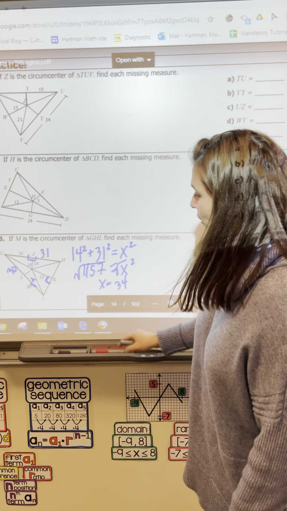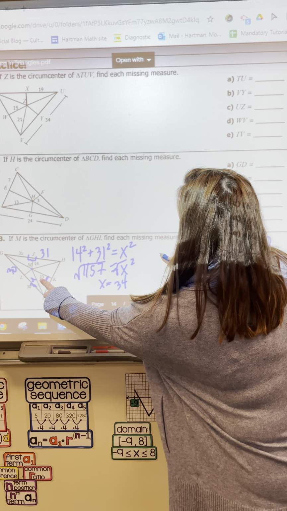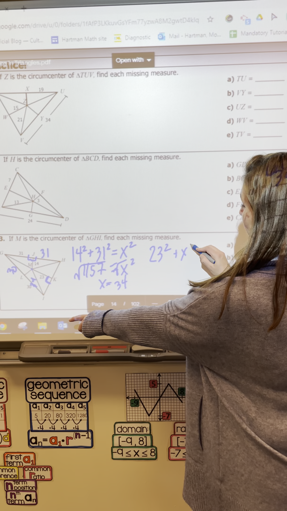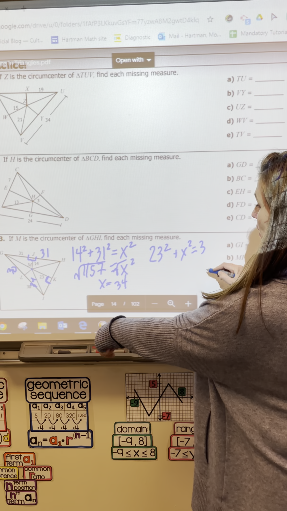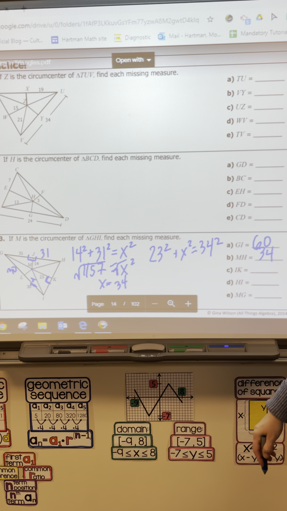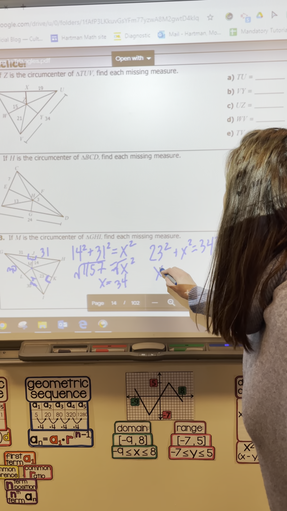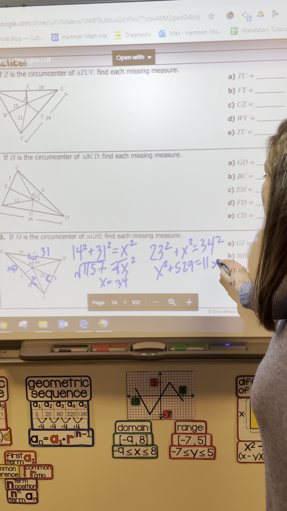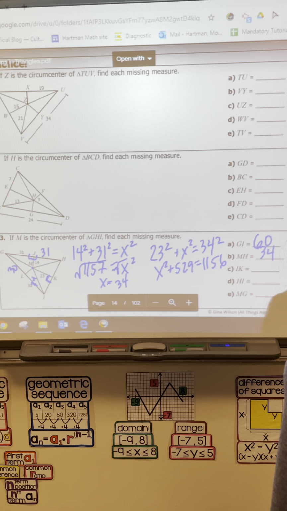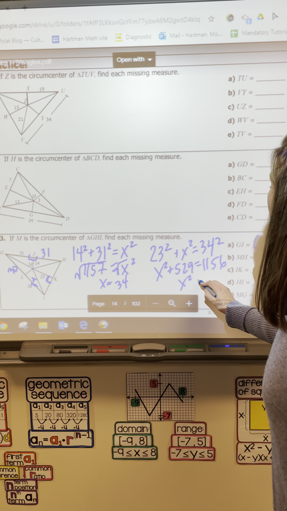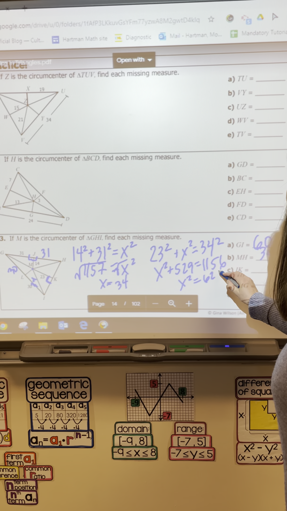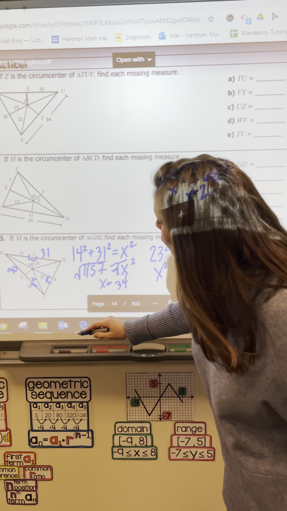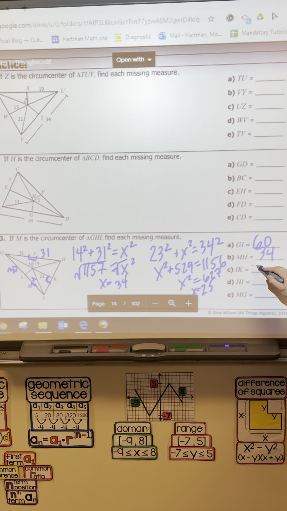And now I have another right triangle. And remember what Pythagoras said, square your legs, 23 squared. Here's a leg, so that's plus x squared, and that all equals 34 squared. So when I do that work, I get x squared plus 529 equals 1,156. Okay, and then I get x squared equals 627, and when I take the square root of that, I get x is going to be equal to 25. So IK is going to be 25.